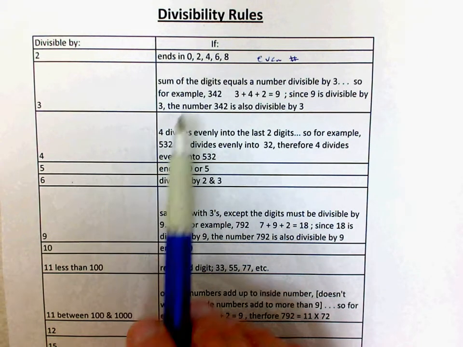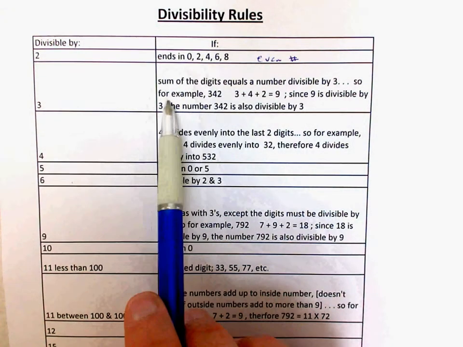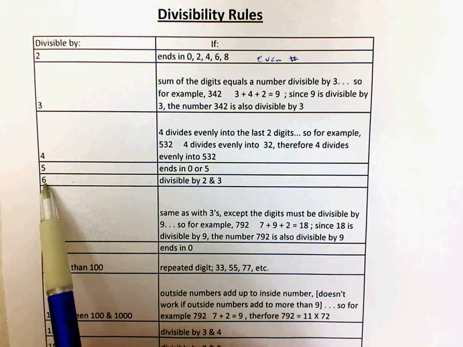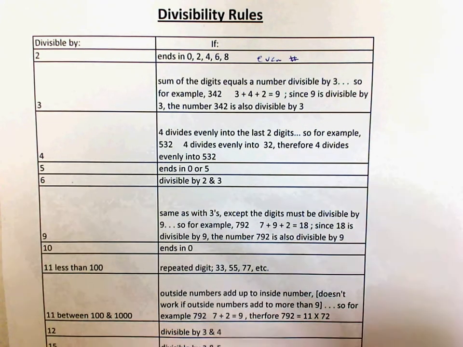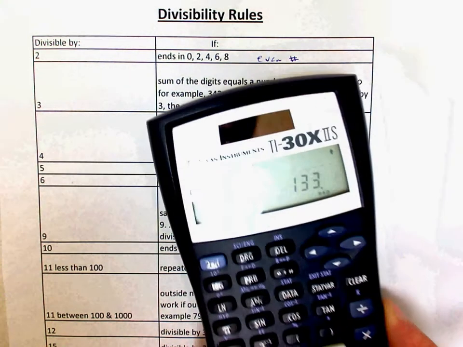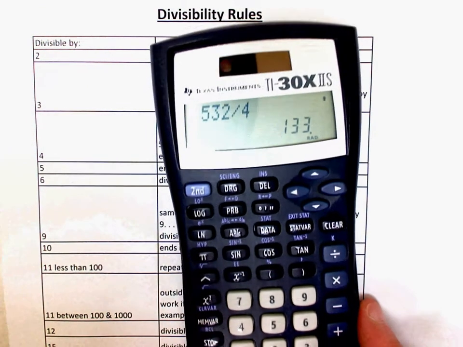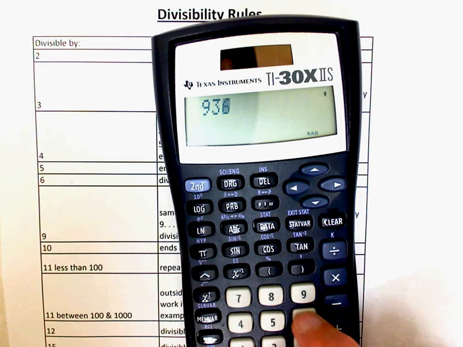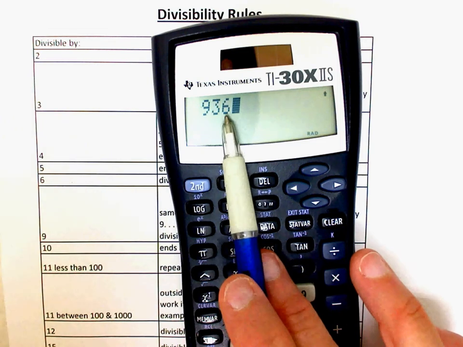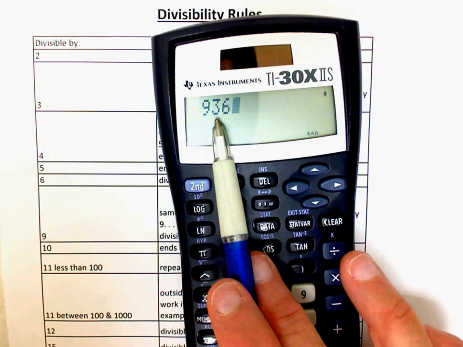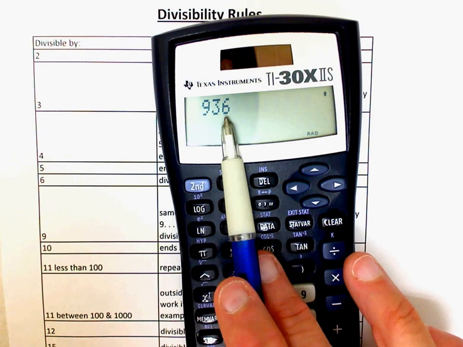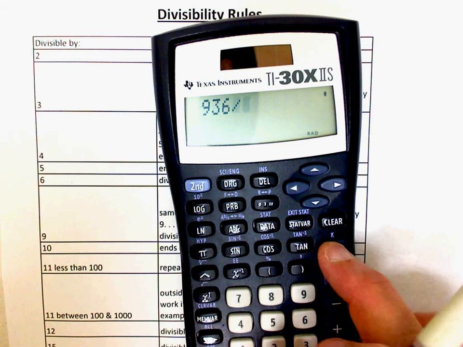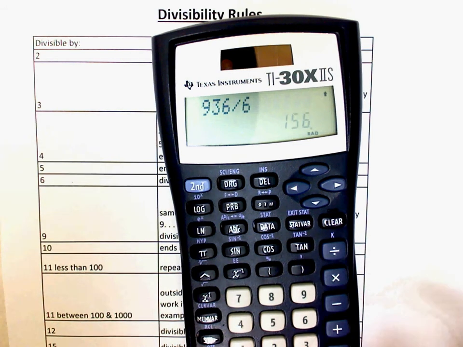6, if it's even and it's also divisible by 3, then I can actually even divide it by 6. So if I take a number like 936, it's even, and 9 plus 3 plus 6 is 18. 18 is divisible by 3. Therefore, if I take and divide this by 6, I get a nice answer.